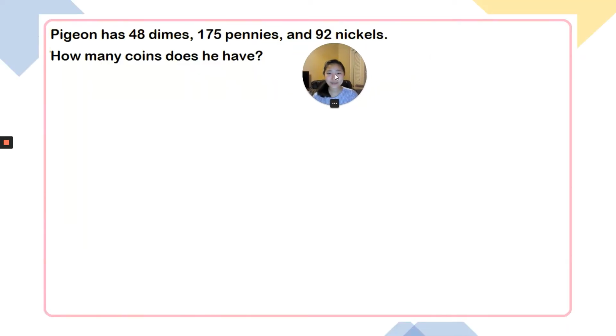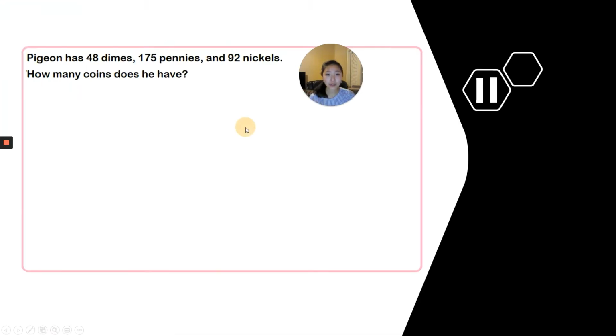So you ready? Pigeon has 48 dimes and 175 pennies and 92 nickels. So just looking at this, I can already tell that this might be an interesting problem. All right, how many coins does he have? Very simple question today, and it's going to be really similar to what we did on Friday. I know that was a long time ago, but you can always go back and check that video out if you're not sure. So let's hop right into it.